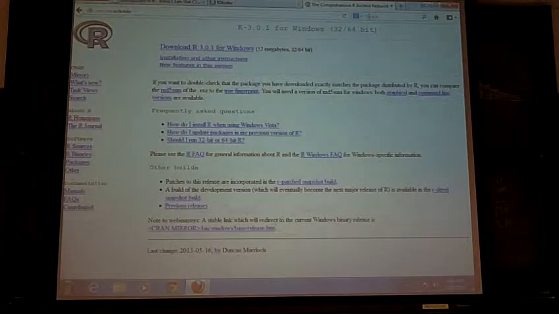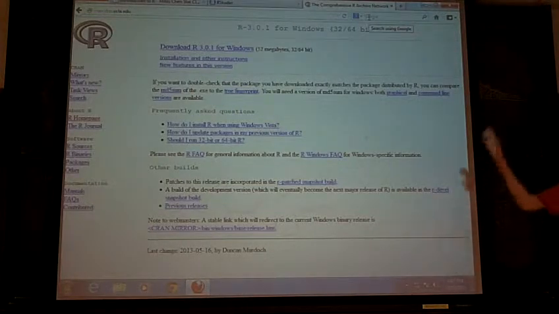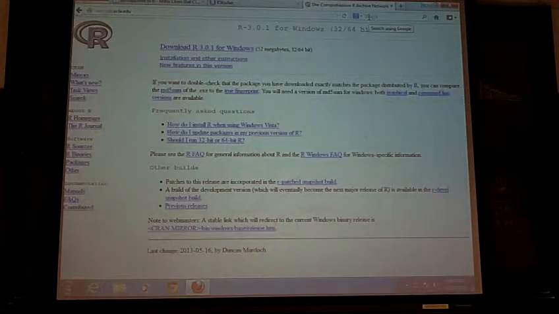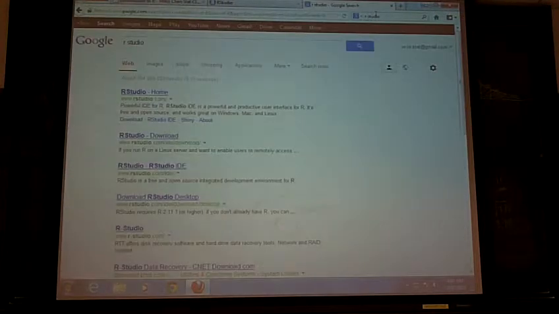I'm assuming you guys know how to install software. So you do that. You have to download and install R first. Once you do that, go back to Google and search for RStudio. Now, RStudio is optional.